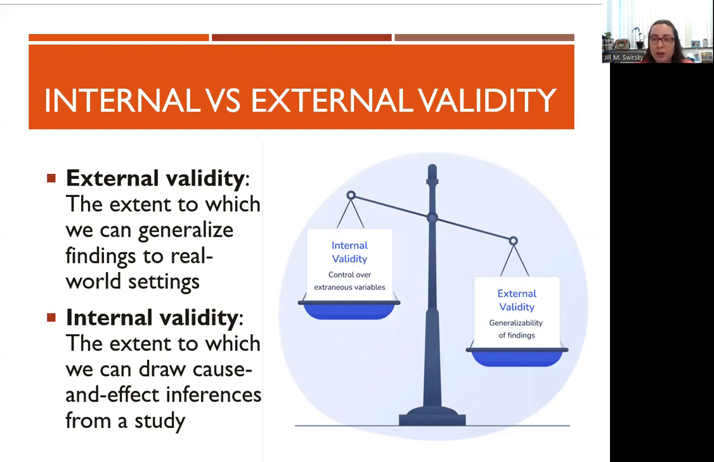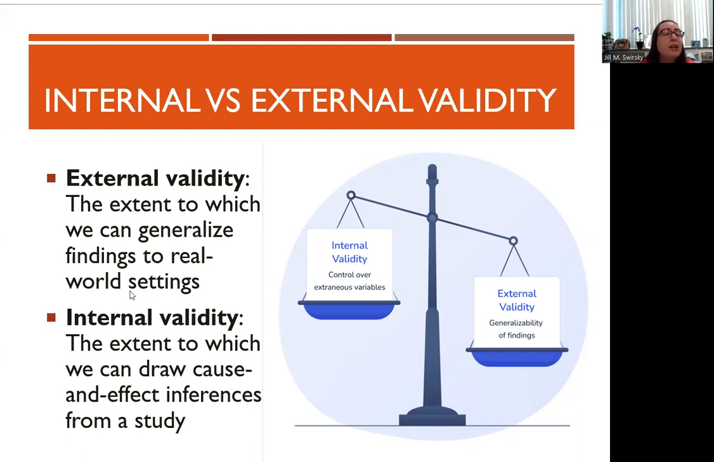Before we move on to talking about some of the different designs, I want to talk about internal versus external validity. Validity refers to the accuracy of our findings. And so there's these two different types. They are a trade-off. There's a balance between the two. That's why they're depicted on a scale here.